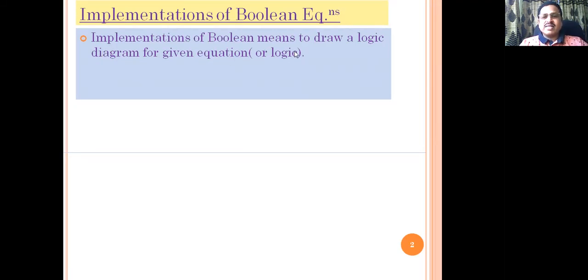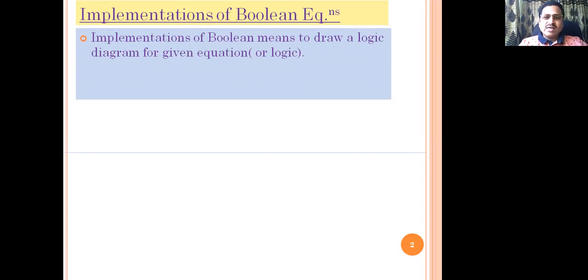Implementation of an equation means to draw a logic diagram for a given equation or given logic. You are quite familiar with a logical operation that we can express in the form of a mathematical equation, also known as logical or Boolean equations. Sometimes a logic is expressed in the form of statements, also called logical statements, or it may be given in the form of truth tables also.